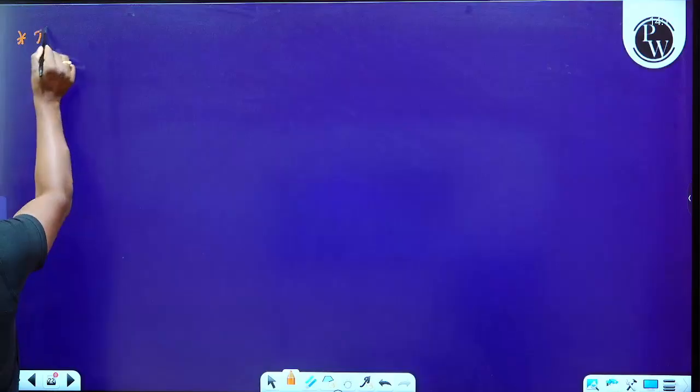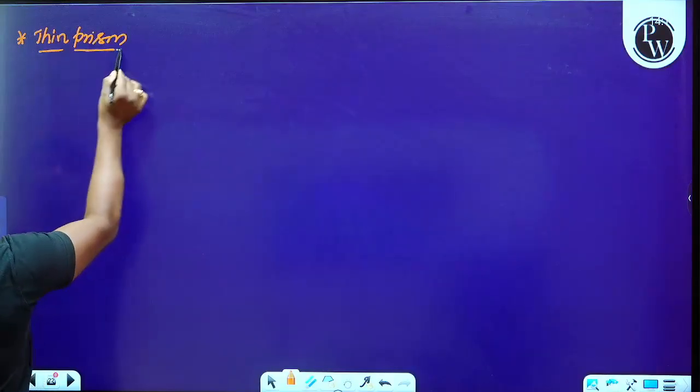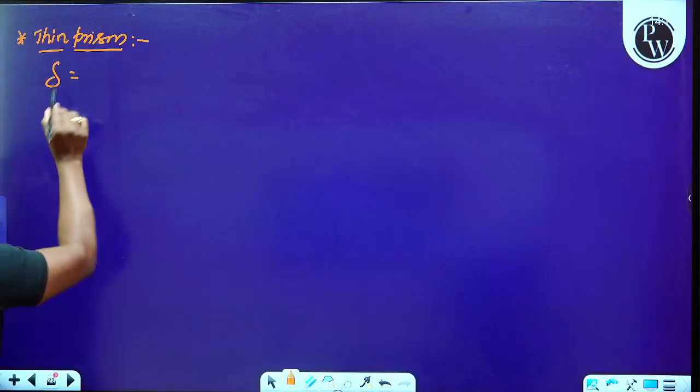And later, what is a thin prism? What is a thin prism? Okay, please have a look here. Thin prism deviation. What is the thin prism?